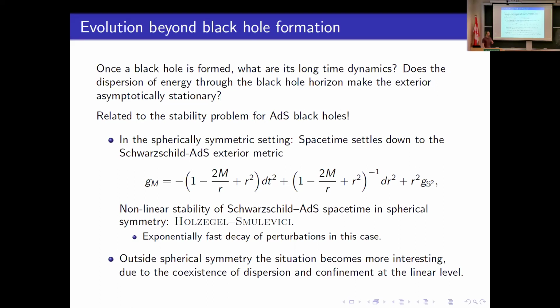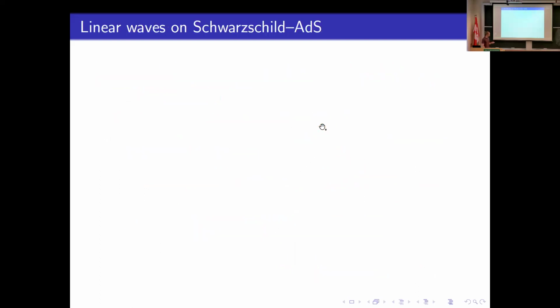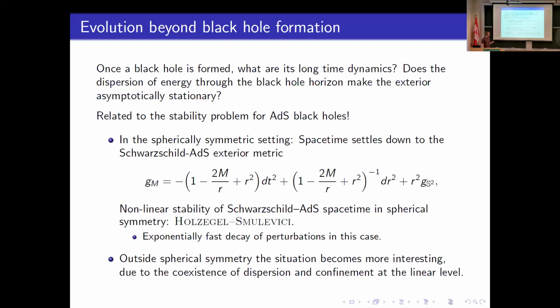So for instance, take the Schwarzschild-AdS spacetime, which, again, in spherical symmetry, is what one expects to form in this instability of AdS scenario. Is Schwarzschild-AdS stable or not? And that was essentially the problem introduced by Olivier in the previous hour. Of course, in spherical symmetry, the answer is yes. This is essentially a result by Holzegel and Smulevici. But in fact, in spherical symmetry, one expects perturbations of Schwarzschild-AdS to decay exponentially fast to AdS.